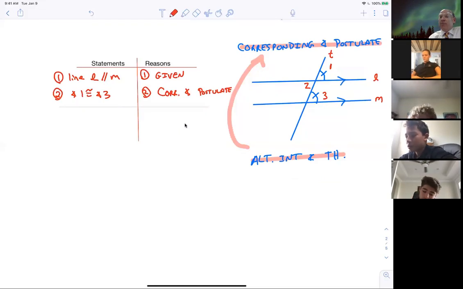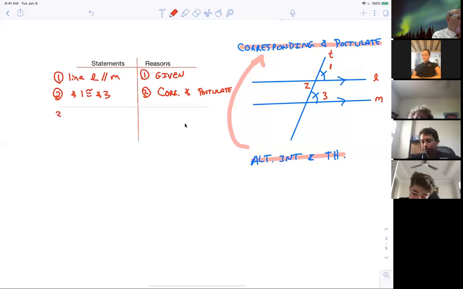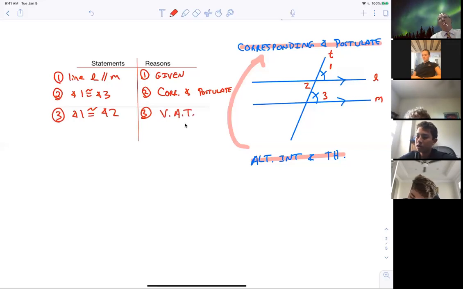Angle 1 is congruent to angle 2. Why is that? Because then you can substitute them. Why is angle 1 congruent to angle 2? Tell us, Charlie. Yes, they are vertical angles. Step 3: angle 1 is congruent to angle 2. That is called the vertical angle theorem, which we could prove.